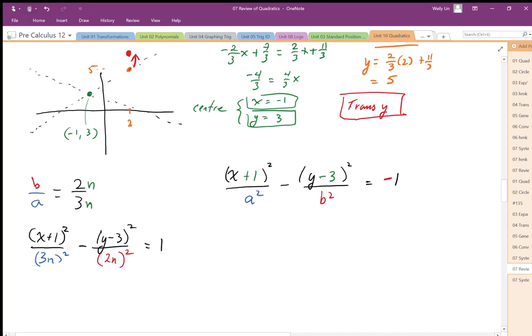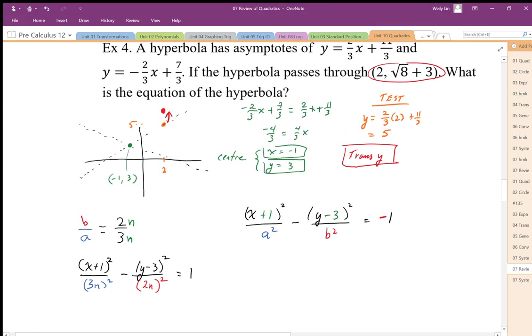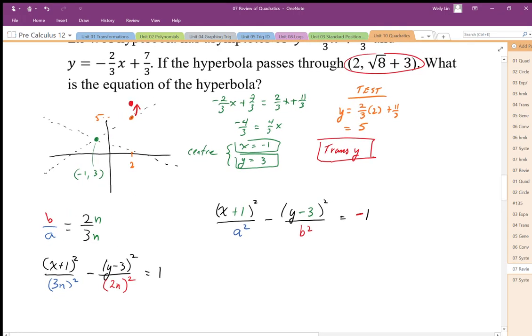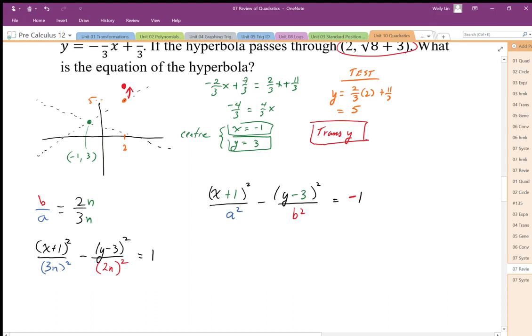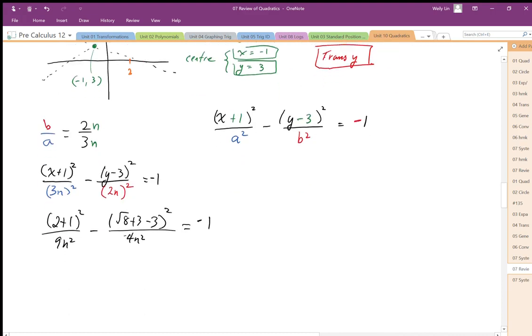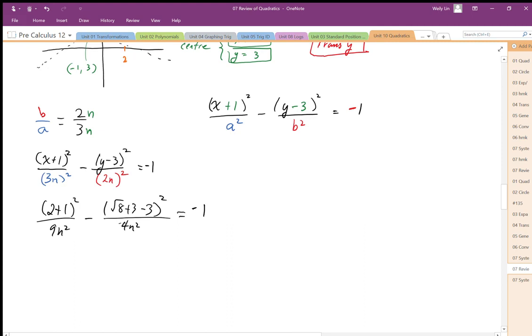So now I have just the variable n to solve for when I substitute for my x and y. I've been given the coordinate, x is 2, y is root 8 plus 3, so I'm going to plug that in. So x is 2, so I get 2 plus 1 squared over 9n squared minus root 8 plus 3 minus 3 squared, over 4n squared equals -1. So there's my expression. I just have n to solve for.